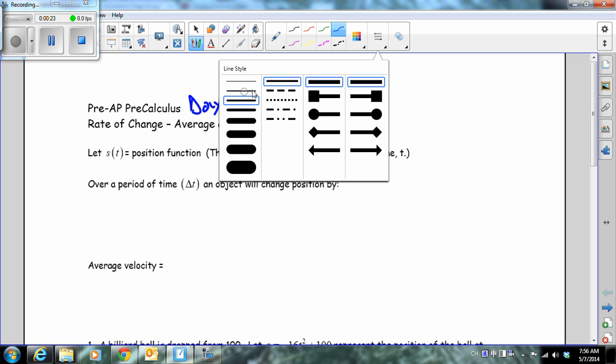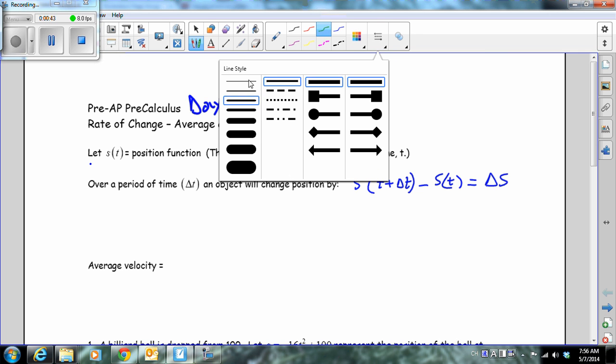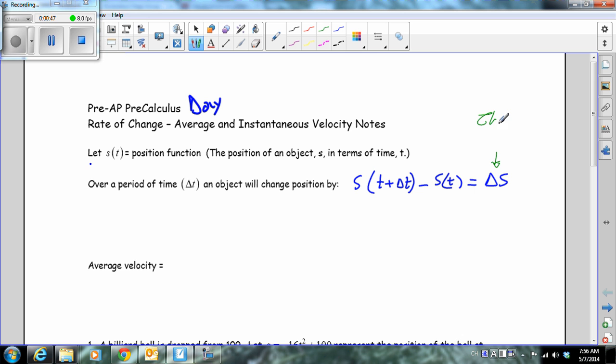Over a period of time, delta t, an object will change position by, the general formula is s of t plus delta t minus s of t is equal to the change in position, delta s, where delta s represents the change in position. s of t is the original position, compared to s of t plus delta t, which is the position after time t.